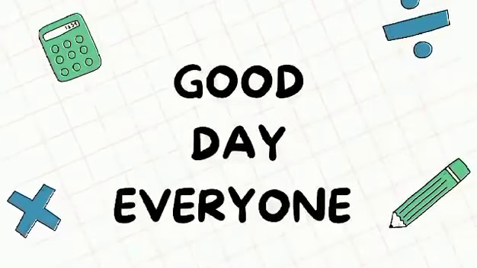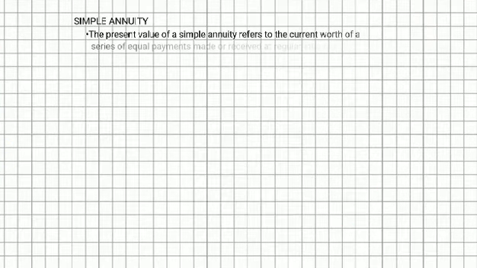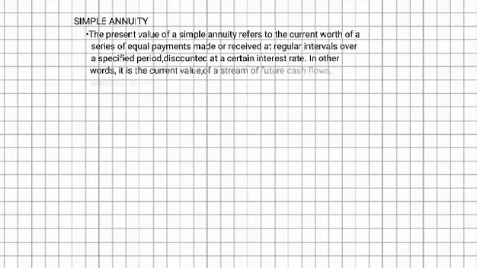Good day, everyone! Today, we're gonna learn about simple annuity and how to get the present value of a simple annuity. The present value of a simple annuity refers to the current worth of a series of equal payments made or received at regular intervals over a specified period, discounted at a certain interest rate. In other words, it is the current value of a stream of future cash flows, adjusted to the time value of money. So here we have a word problem.